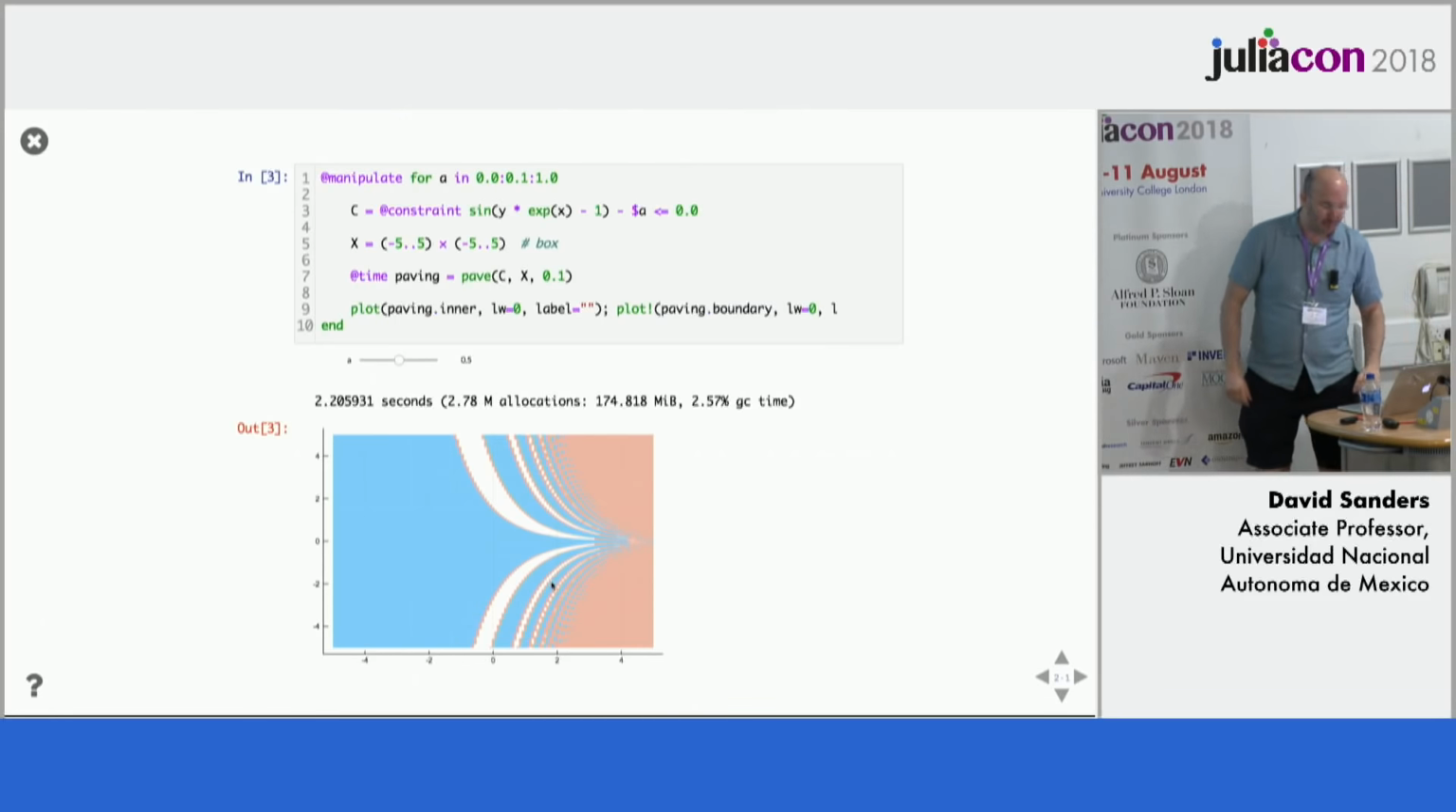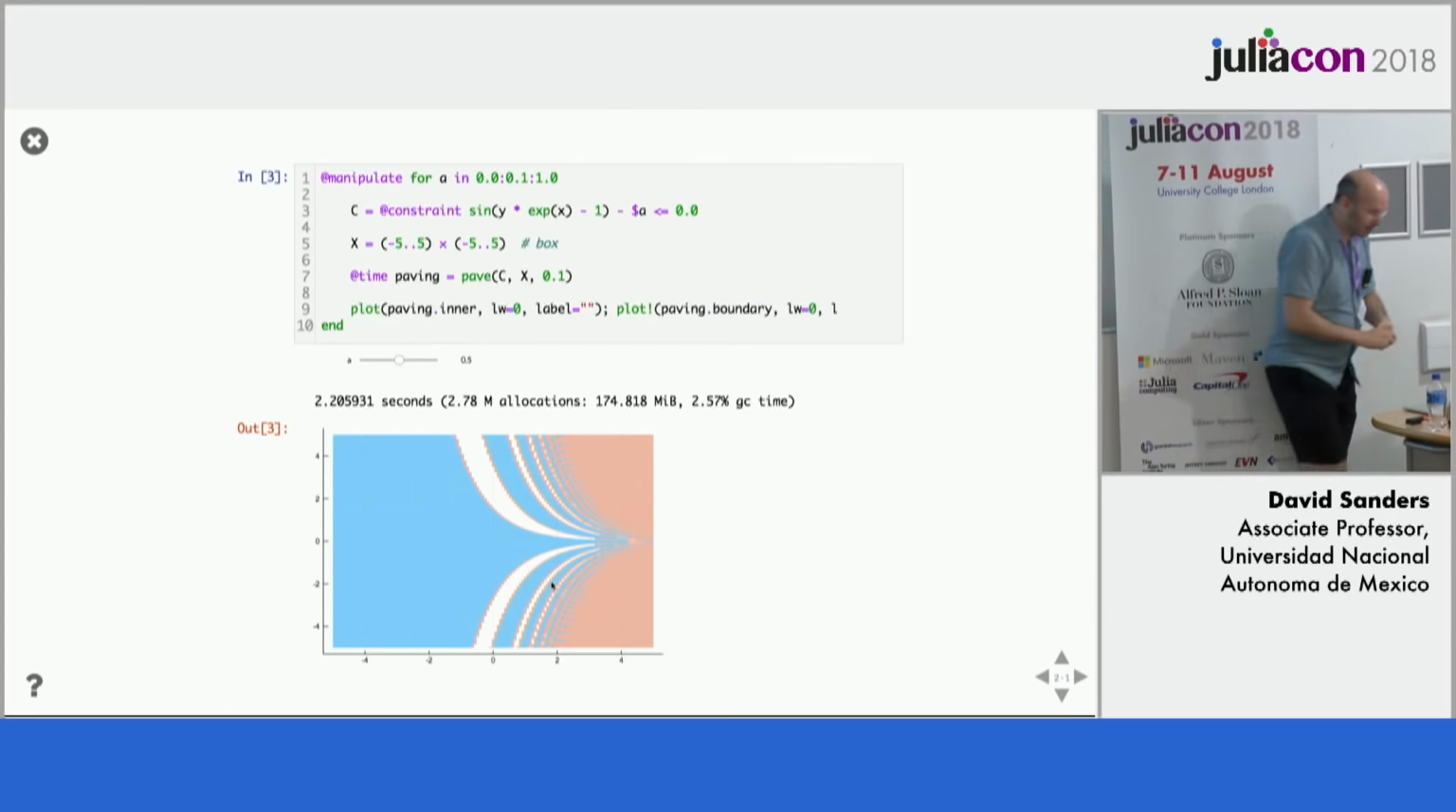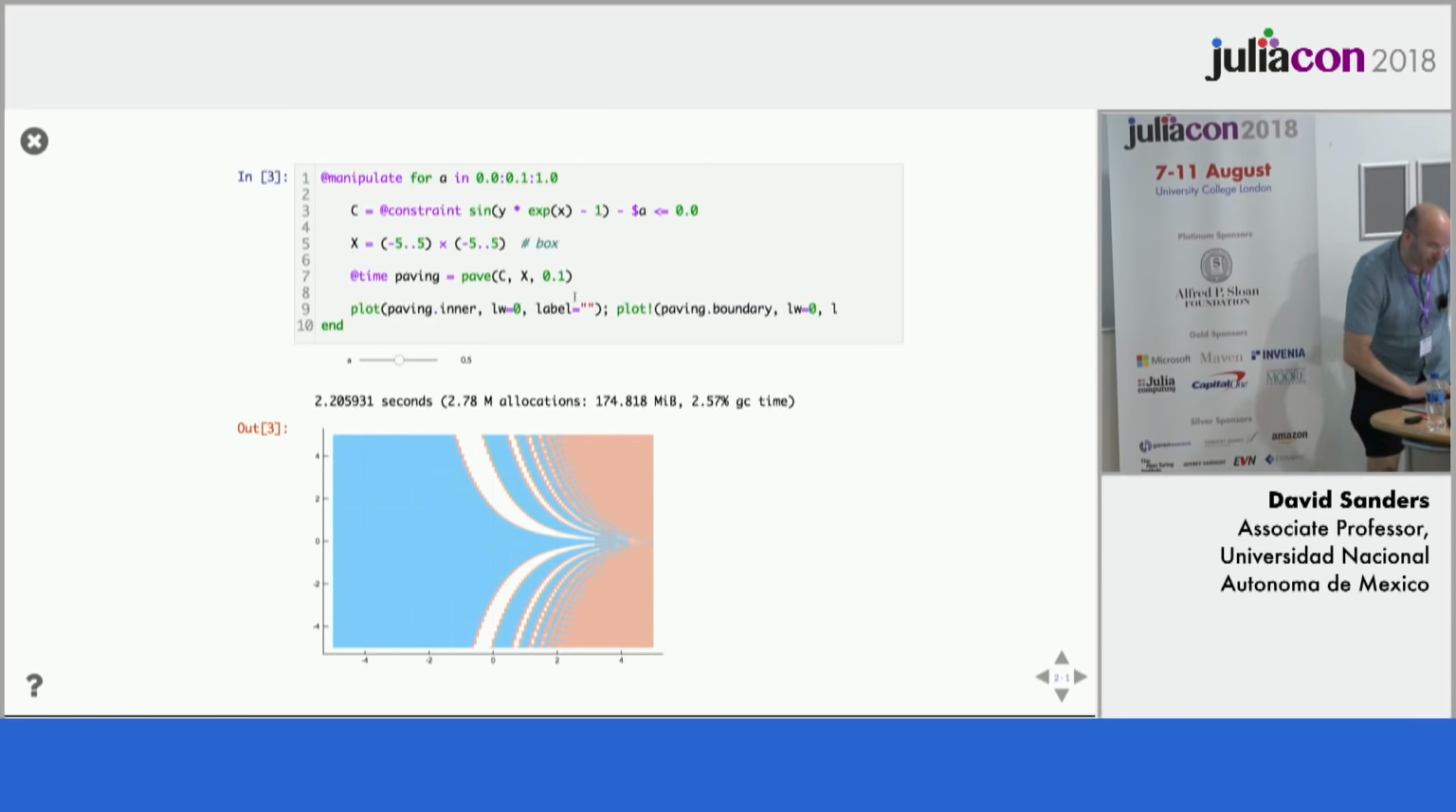Okay, so, oh, you can't really see it that well. You can sort of see it. So what are we seeing here?